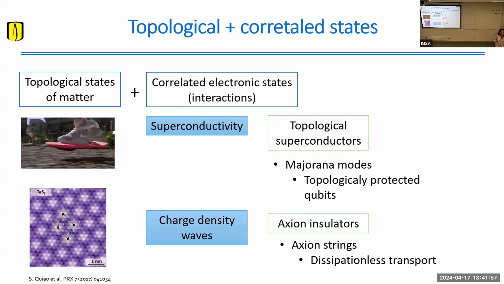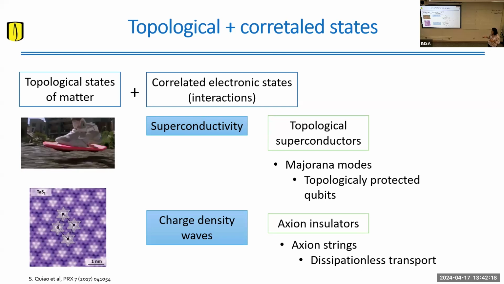But then we have other correlated states of matter as well, not only superconductivity. We have charge density waves. There are several predictions in theory, although there is a much lower volume of work in the literature on the intersection between charge density waves and topological states.